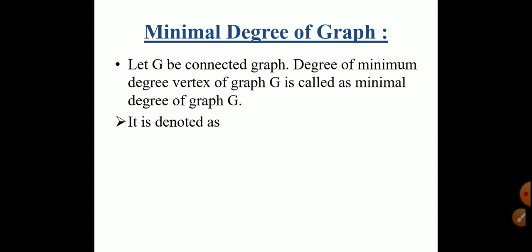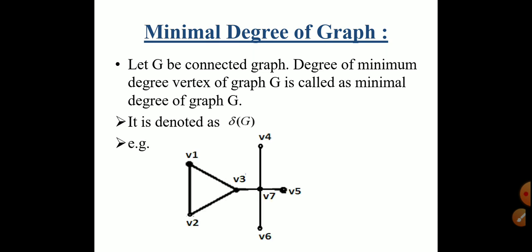So what is minimal degree? Let G be a connected graph. Remember, the degree of the minimum degree vertex of that graph G is called the minimal degree of graph G, and it is denoted as delta G. This notation is called delta of G. So the degree of the minimum degree vertex of graph G is called the minimal degree of the graph G.